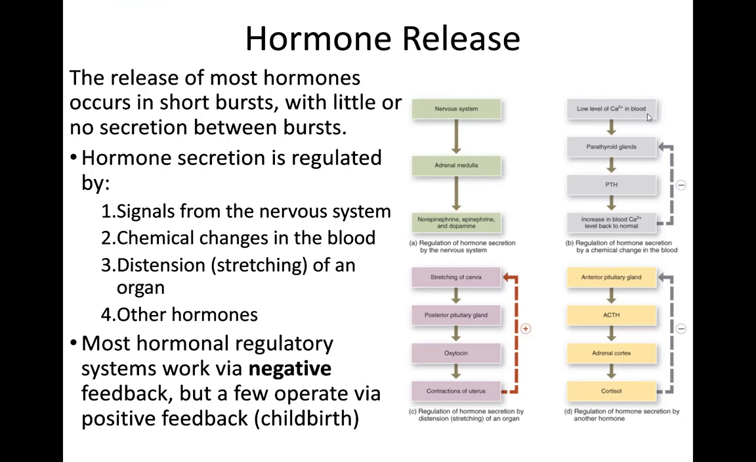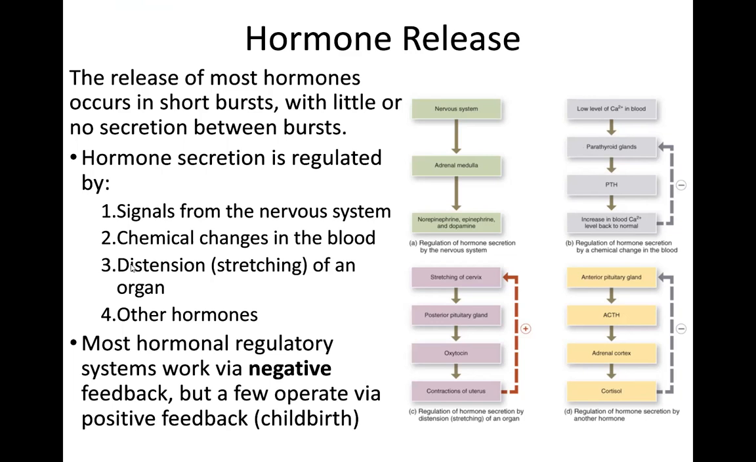If they're low, your body's going to release parathyroid hormone, PTH, from your parathyroid glands. Okay. And if parathyroid hormone elevates your blood calcium back to normal, what are we going to do? We're going to negatively feed back to the parathyroid to stop releasing PTH. Okay. We can see that negative symbol there demonstrating that this is negative feedback.